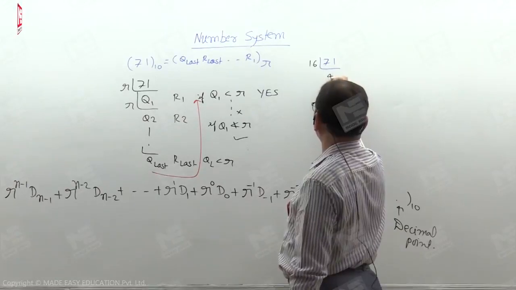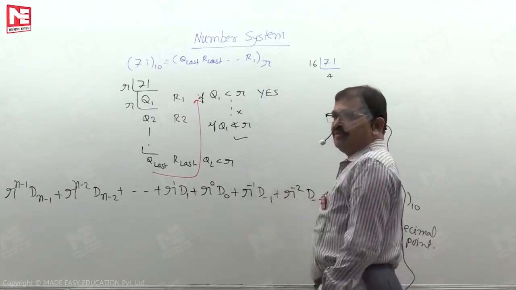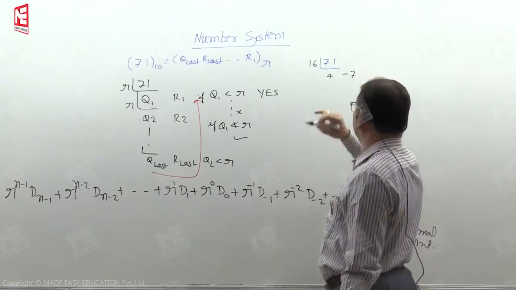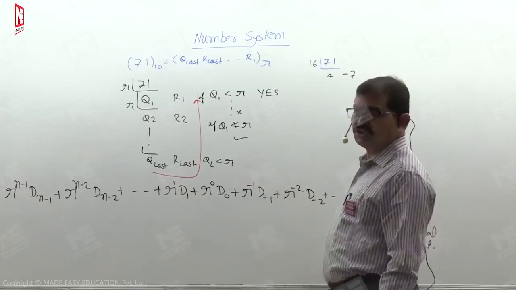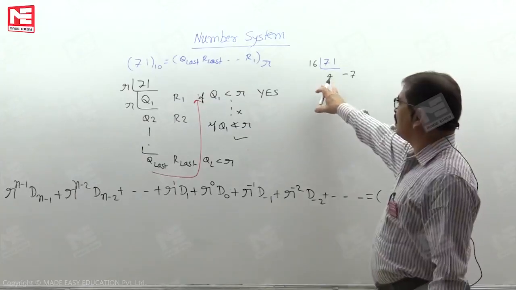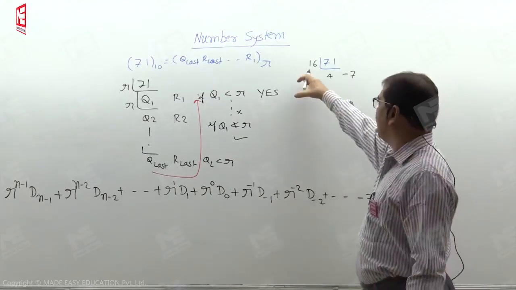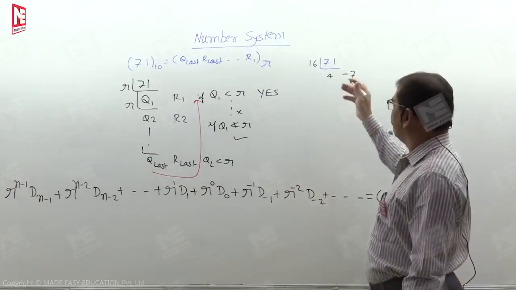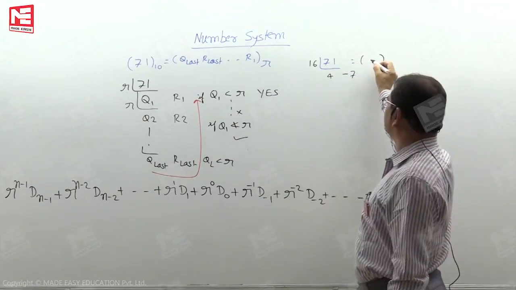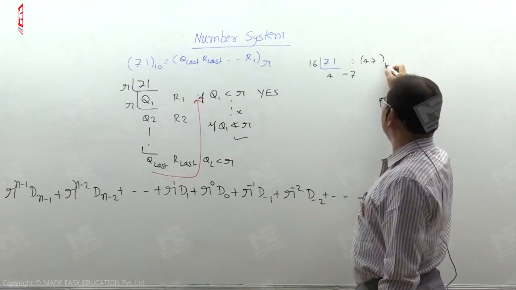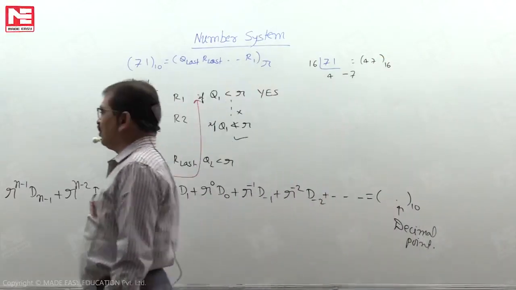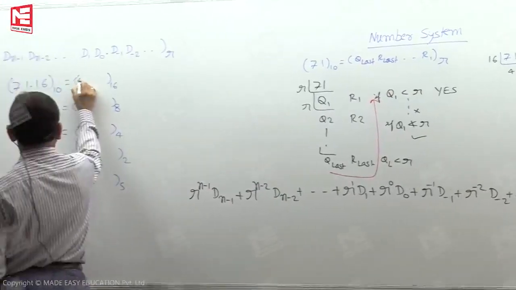16 4s are 64. The remainder is 7. Hence the coefficient 4 is a smaller value than the radix, so further division is not possible. The equivalent radix 16 number for decimal 71 will be 47.